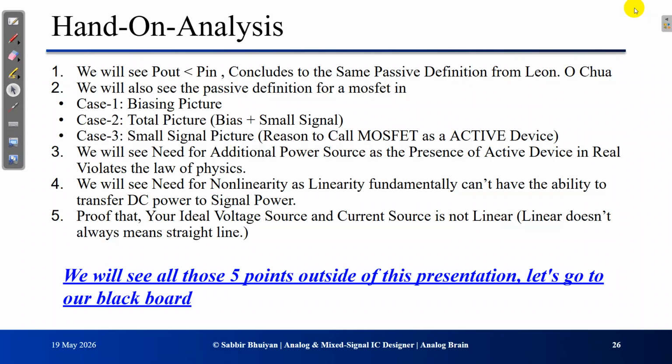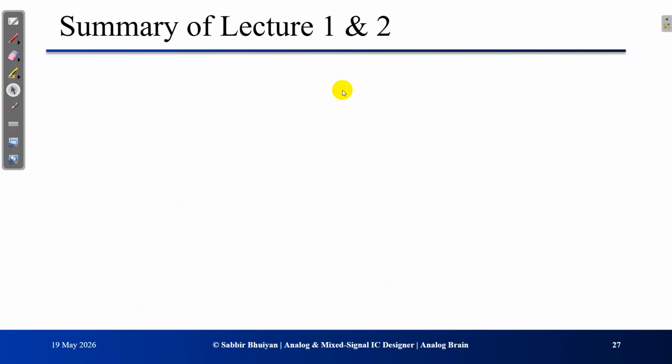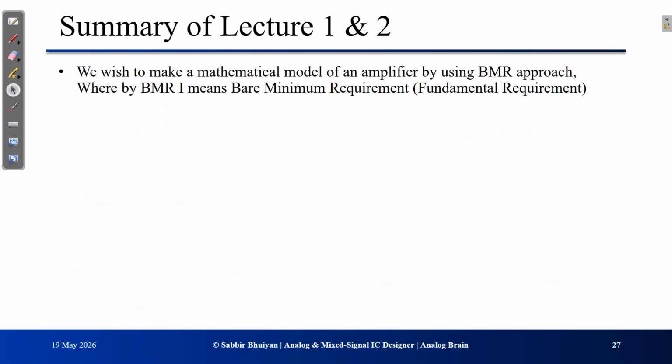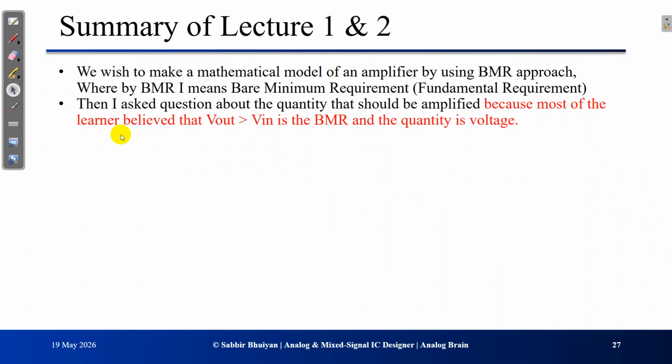Now let's see, after this hands-on analysis, the summary of lecture 1 and 2. We wish to make a mathematical model of an amplifier by using the BMR approach, where by BMR I mean bare minimum requirement, the fundamental requirement. Then I asked a question about the quantity that should be amplified, because most of the learners believe that V out is greater than V in is the BMR and the quantity is voltage.